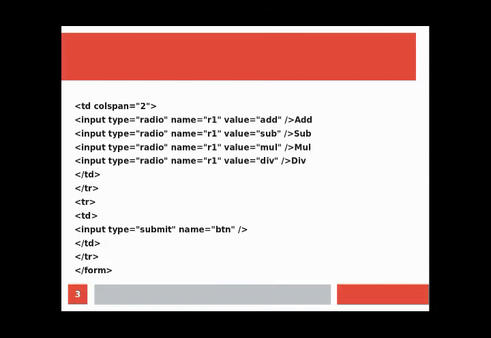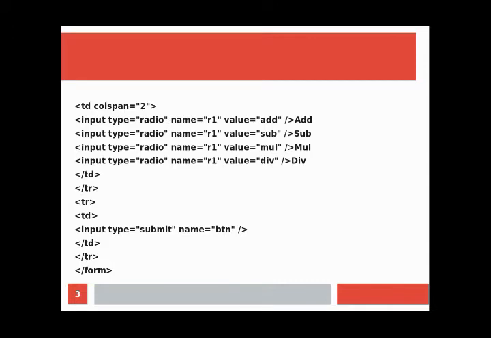Then next is input type equal to "radio", name equal to "r1", value equal to "sub", and close that. So for sub we have created another radio button. Then next radio button, input type equal to "radio", name equal to "r1", value equal to "mul", which is for multiplication. Again the next radio button, input type equal to radio, name equal to r1 and value equal to div. So for division the div radio button is created.